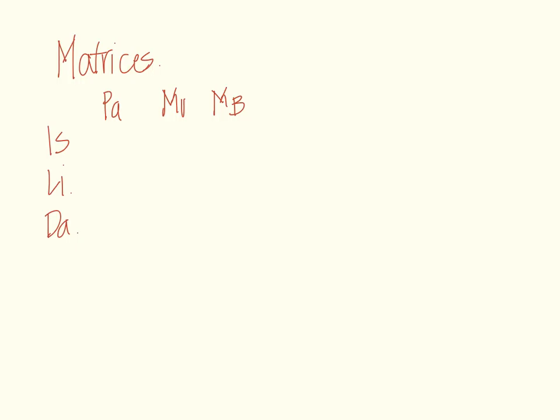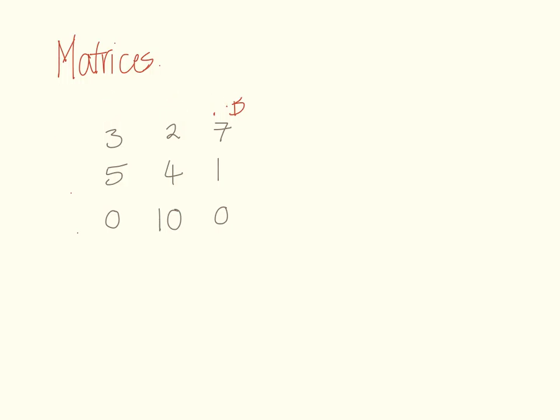And what we did was we looked at Isabella with the 3 pasties, 2 muffins, 7 muesli bars in a week. Lincoln with 5, 4, and 1. And Darcy 0, 10, 0. Okay, now if I write this as a proper matrix, we remove that information, okay, and we simply put it like that.